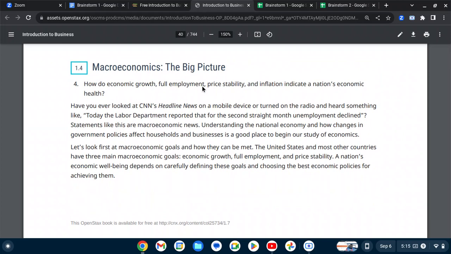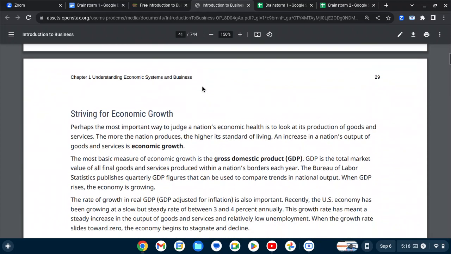Understanding the national economy and how changes in government policies affect households and businesses is a good place to begin our study of economics. Let's first look at macroeconomic goals and how they can be met. The United States and most other countries have three main macroeconomic goals: economic growth, full employment, and price stability. A nation's economic well-being depends on carefully defining these goals and choosing the best economic policies for achieving them.